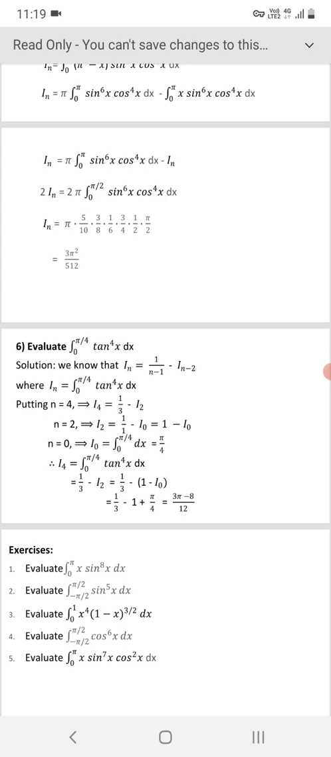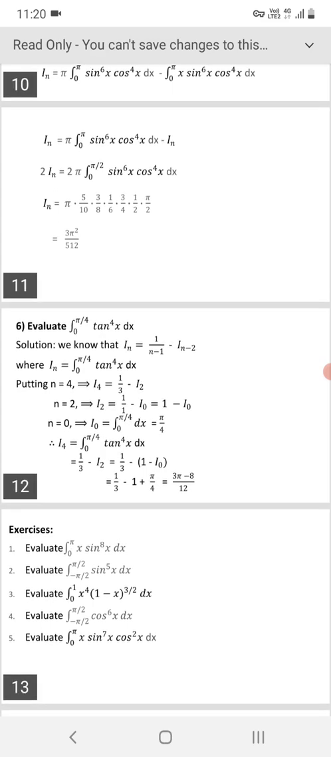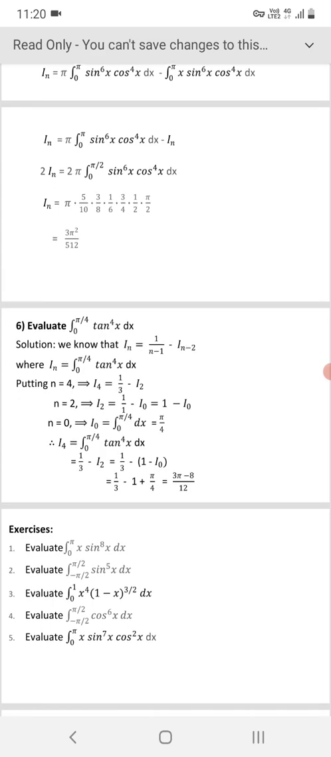Therefore, if I take all this substitution, in the case for n equals 4, that is I4 equals integration 0 to pi by 4 tan 4x into dx, now it becomes 1 by 3 minus I2. This equals 1 by 3 minus I2, which we already calculated. This is 1 minus I0. Now simplify this value, we may get (3 pi minus 8) by 12.